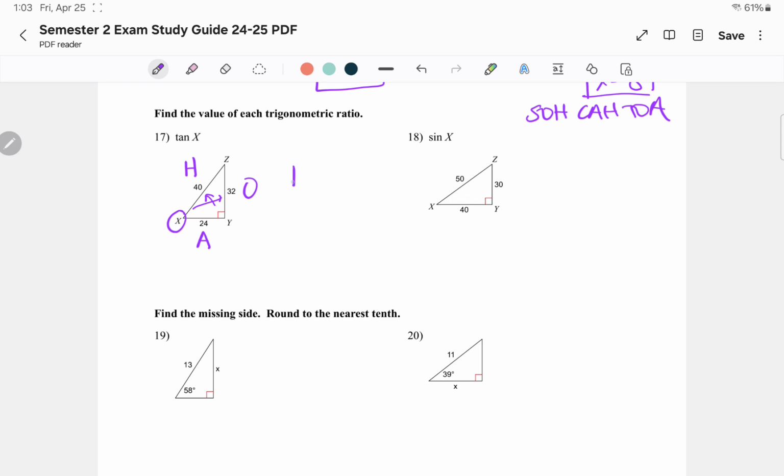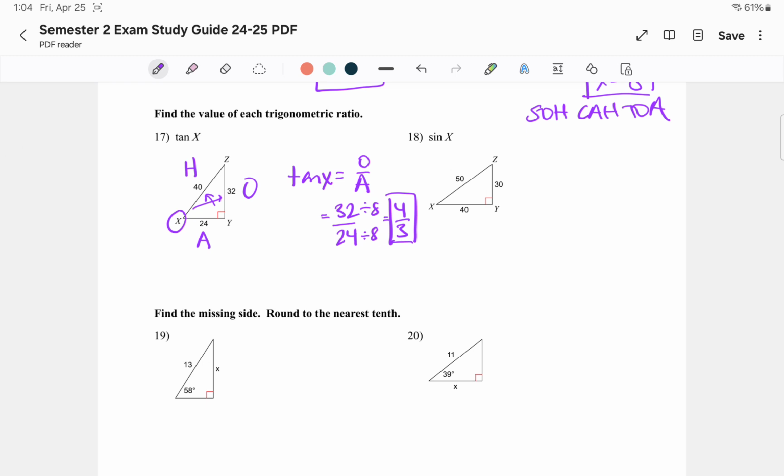All right, so tangent is O over A. That's what SOHCAHTOA tells us, right? Tangent is O over A. So our O in this case is 32, and our A is 24. You actually won't have to simplify; you could just stop here. But for the sake of the study guide, let's simplify. Let's divide both numbers by 8, and I get 4 over 3. But on the exam, it's going to be numbers that you won't have to simplify. You'll just be able to stop.